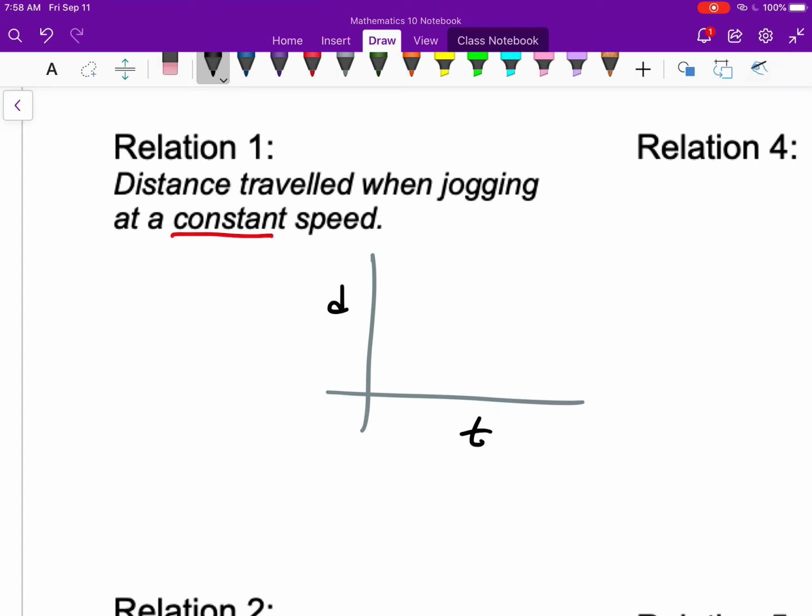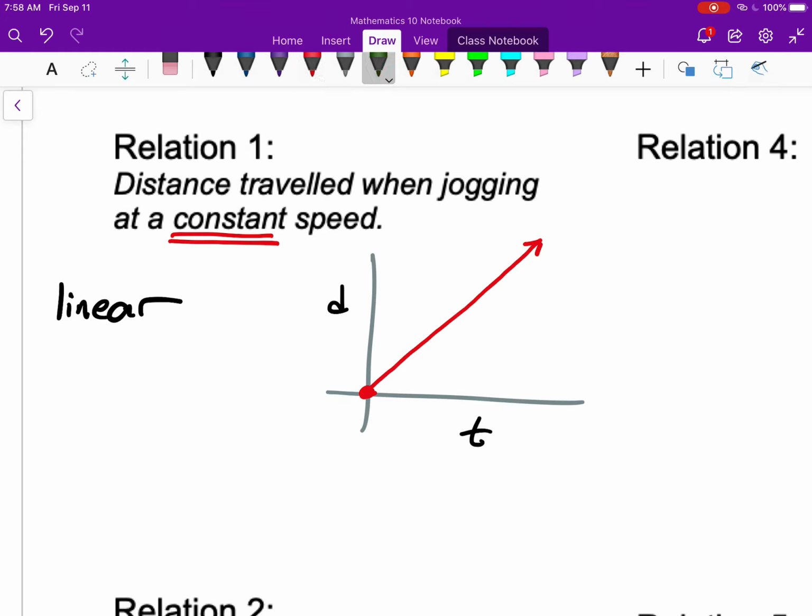That said, what would this graph look like? Well, if you're not running at all, if you haven't started, you have no distance. And then since you're running at a constant speed, it would be a straight line. So this is definitely a linear relationship. And again, it's a linear relationship because we're running at a constant speed.